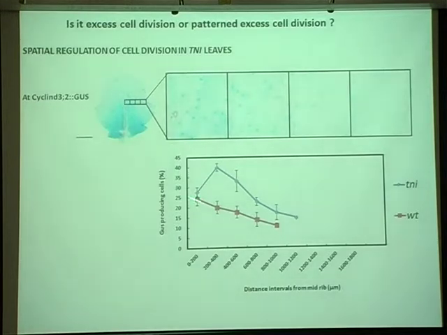And what you see is, in the case of wild type, the cell division progressively declines as you move from the midrib towards the edge of the lamina, whereas in the case of the mutant, it actually peaks and then slowly recedes. So in other words, the cells divide for a longer period of time as well as more in the medial region, and that's why you're getting cup-shaped leaves.